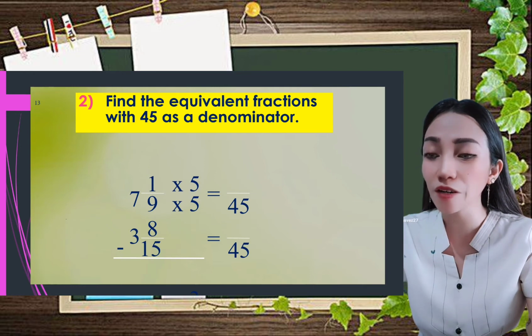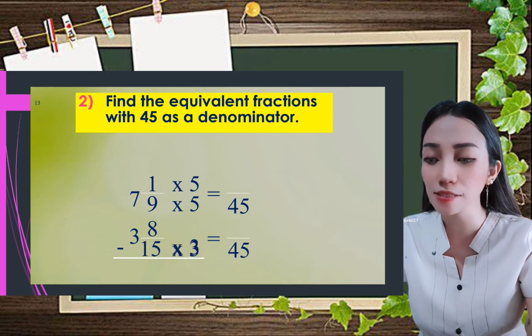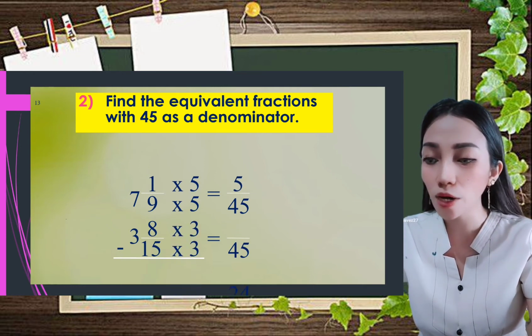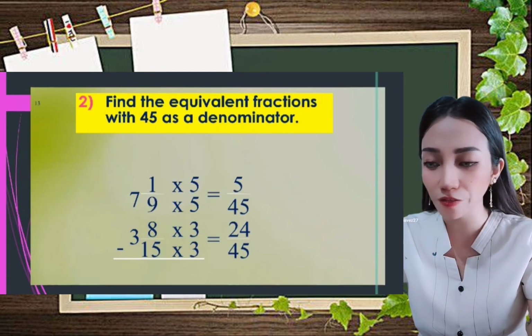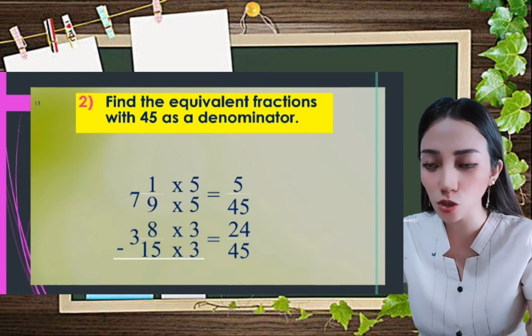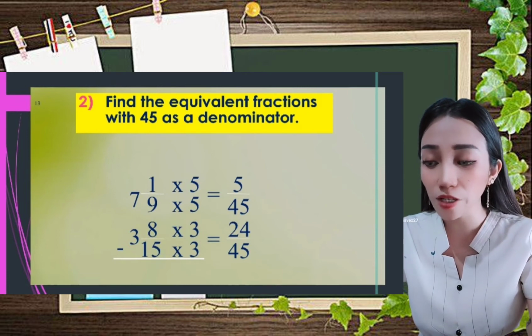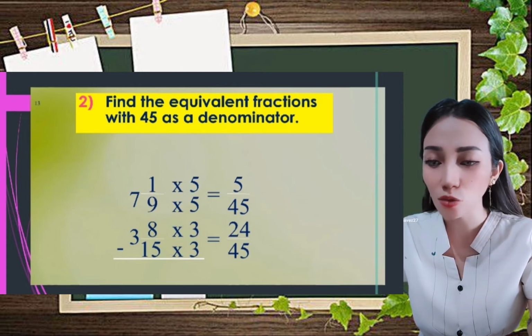Let us make equivalent fractions. So, this time, we will use 5. 1 times 5 is 5. 9 times 5 is 45. On the second fraction, in order to get 45 from 15, we will use 3. 8 times 3 is 24. 15 times 3 is 45.